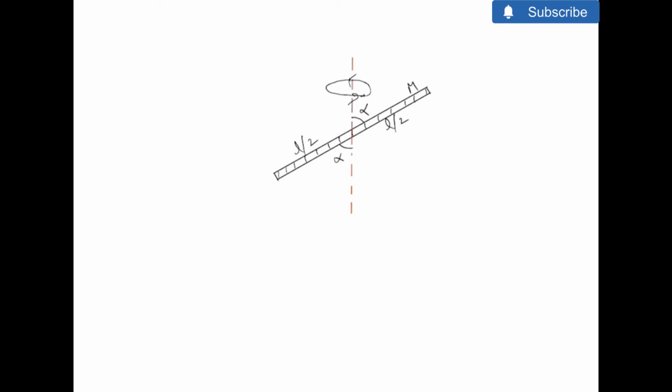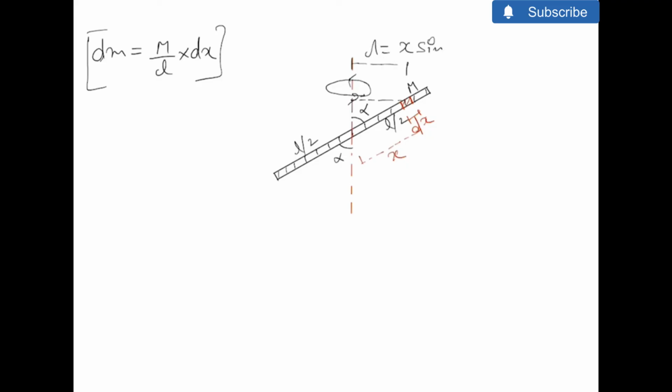So first of all, let us consider an element of length dx at a distance of x from this axis, and therefore this element is having the mass dm, which is equal to m by l into dx. So this is the mass of this element. Now the distance of this element from this axis is x sine alpha. So this distance is, let's suppose, r, and r is equal to x sine alpha.